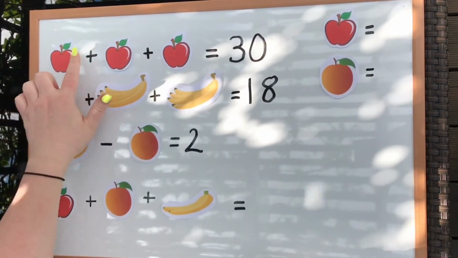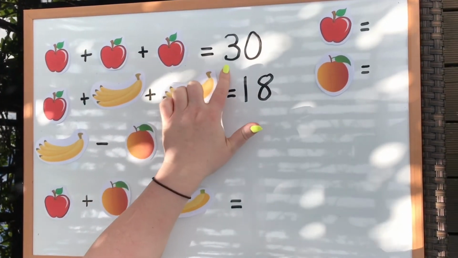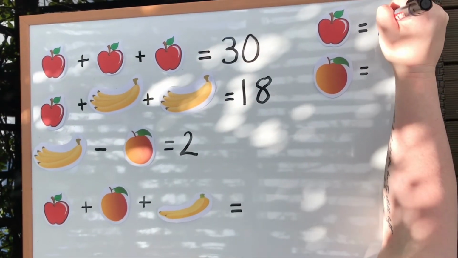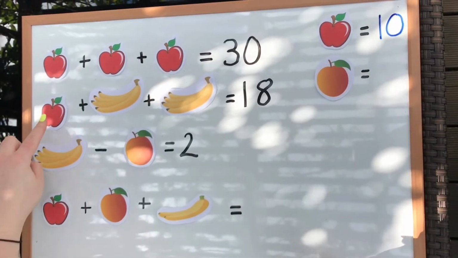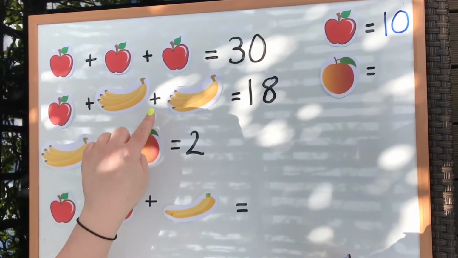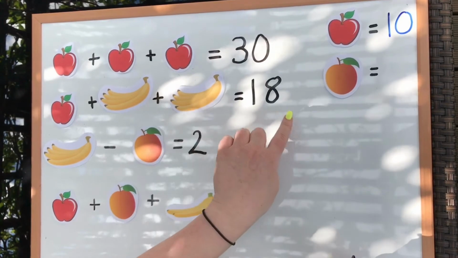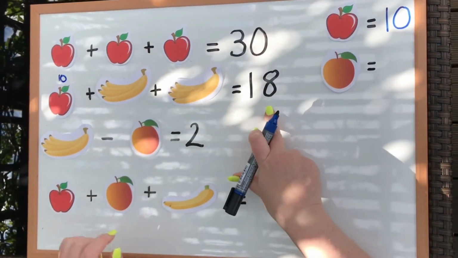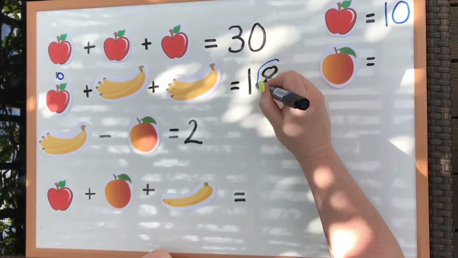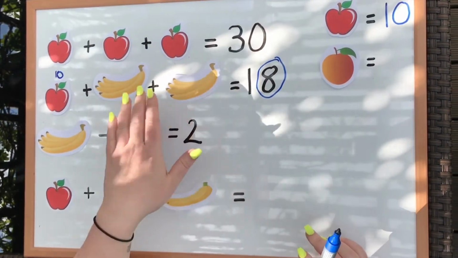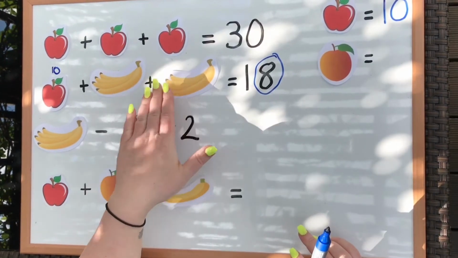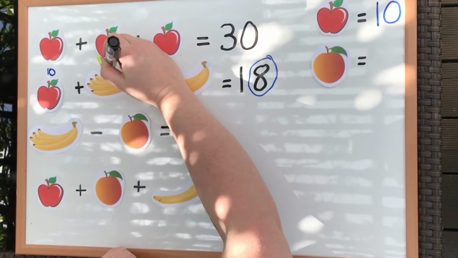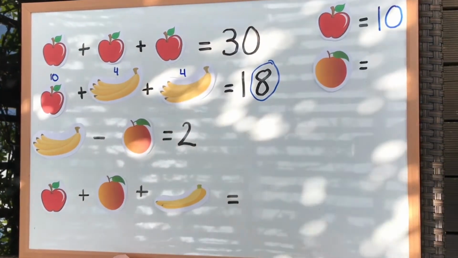So again, we have apple plus apple plus apple equals 30. If we remember before, apple still equals 10 in this question. Now we have apple plus bunch of bananas plus bunch of bananas equals 18. If apple was 10, 18 take away 10 leaves us with 8. So if we take 8, what is half of 8? Because we have to share them between the 2 bunches of bananas. So each bunch of bananas is equal to 4.